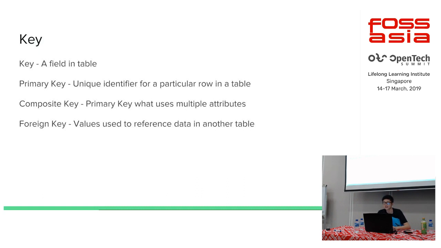So a key is actually a field in your table. Imagine your Google or Excel sheet, right? Any column in there is a key. When we are talking about a primary key, you'll be looking at a table, and a primary key is a key that will be unique. It will only appear once in the entire table. So that's how you can reference each row particularly.